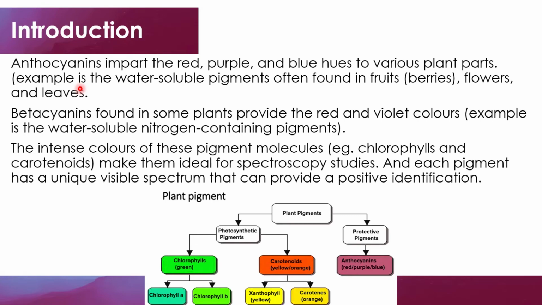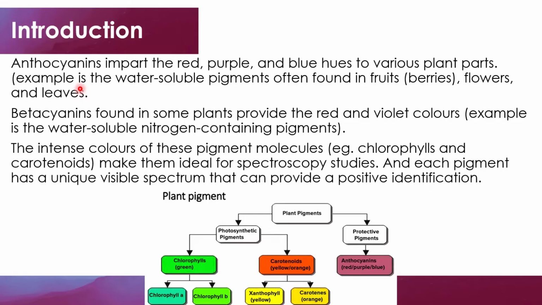Anthocyanins also impart the red, purple, and blue hues to various plant parts. An example is the water-soluble pigment, often found in fruits like berries, flowers, and leaves. Beta-cyanins, which are also found in some plants, provide the red and violet colors. An example is the water-soluble nitrogen-containing pigments.